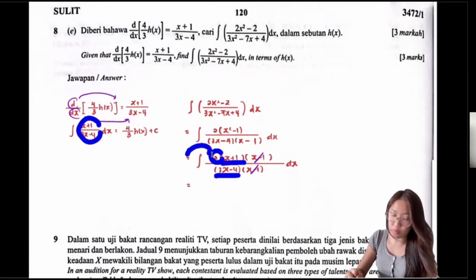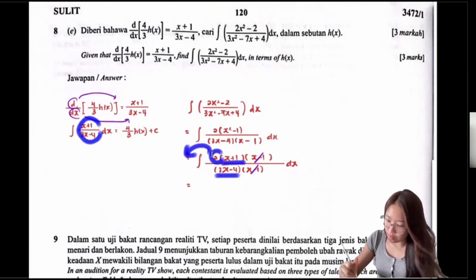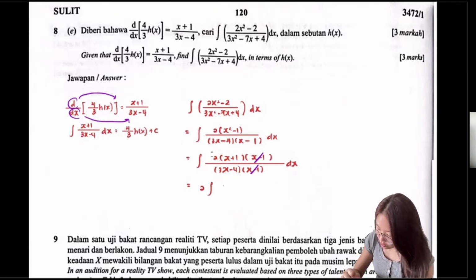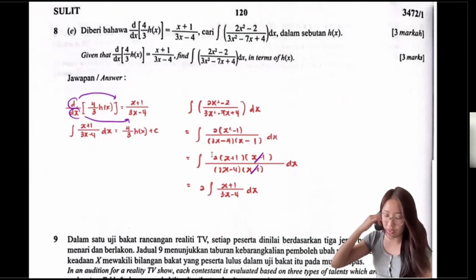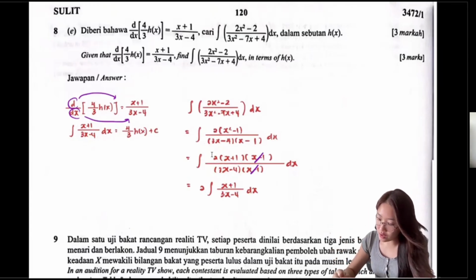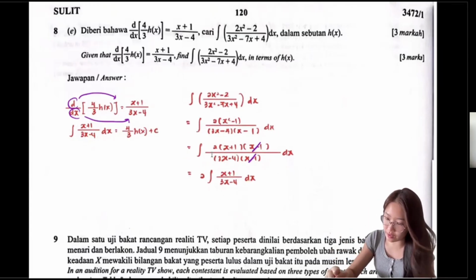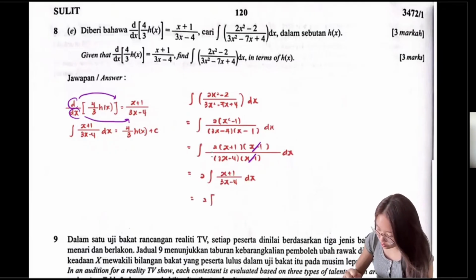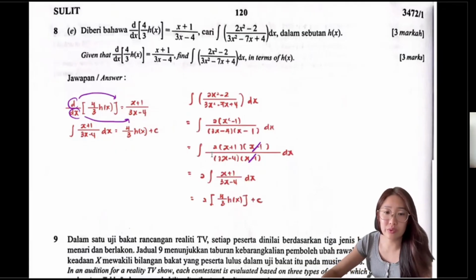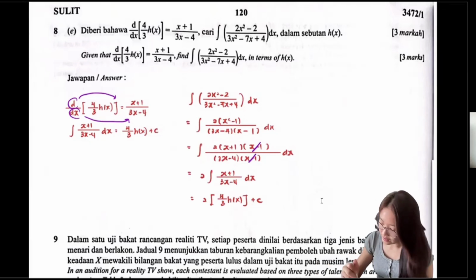So the 2, you can move it out. So 2 times integration of x plus 1 over 3x minus 4 dx. You don't have to integrate yourself. You just have to write down what is being integrated. And then what's your answer after integration? So over here, you can just write 2 times 4 over 3 hx. The c is a joker card, guys. You don't have to times 2. You can just write it outside.